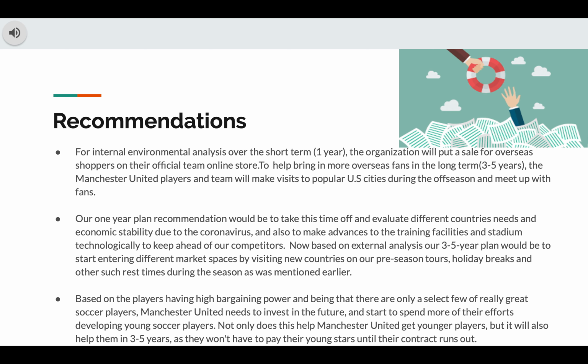For competitive environmental analysis, Manchester United will have to invest in the future and attain more young talent, since players nowadays have higher bargaining power than they did before. And in order to do this, they need to start to spend more time developing young soccer stars, or young soccer players. So not only does this help Manchester United get younger players, but it will also help them in 3 to 5 years, because they won't have to pay as big a contract to these younger players as they would to other stars that have been in the league for a while.